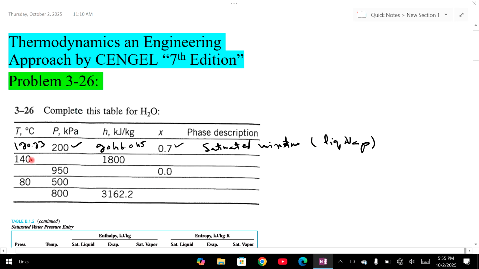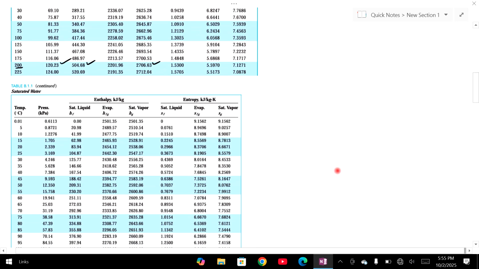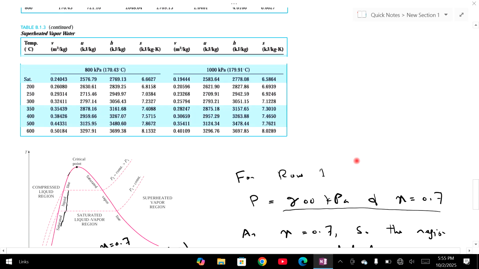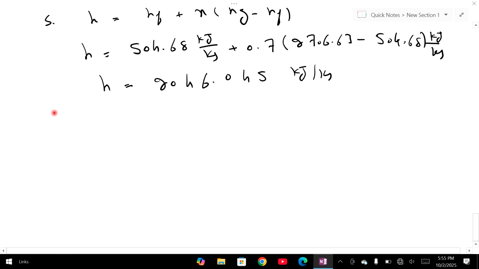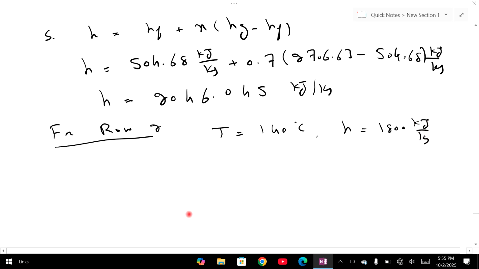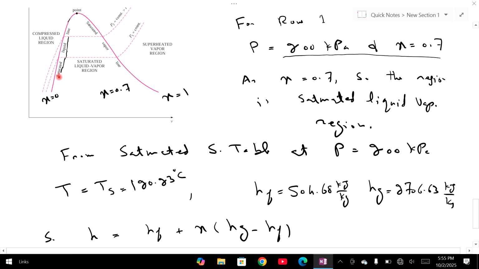Now in row 2, temperature is given as 140 degrees centigrade and enthalpy is given as 1800 kilojoule per kg. We are now solving for row 2. First we check enthalpy: on the saturated liquid line, enthalpy is hf, on the saturated vapor line, enthalpy is hg, and we are given the enthalpy h.